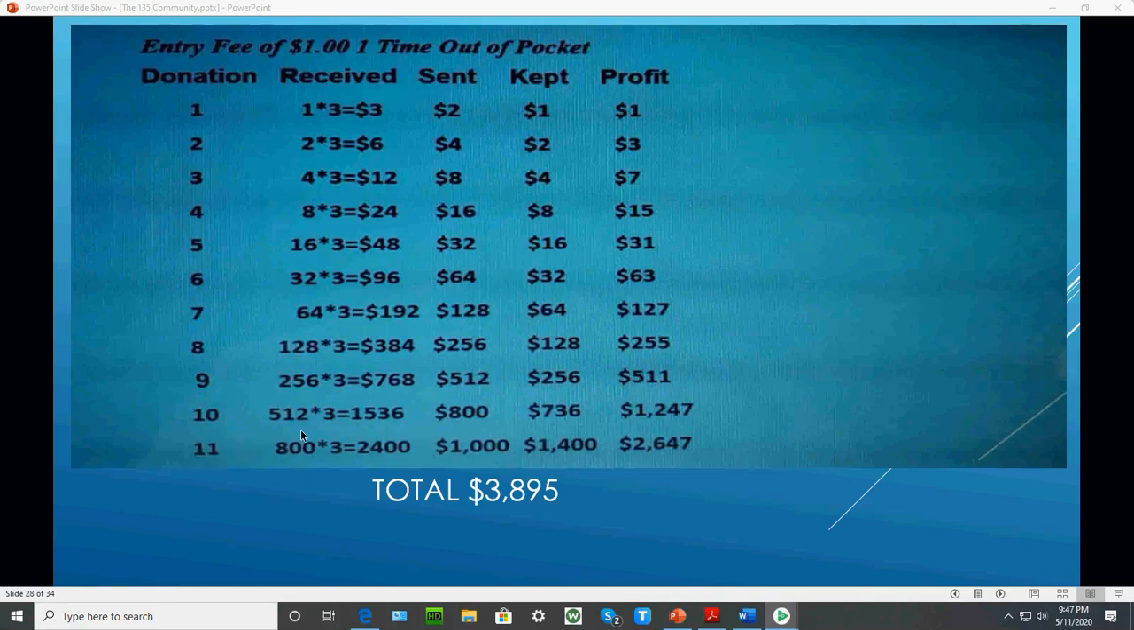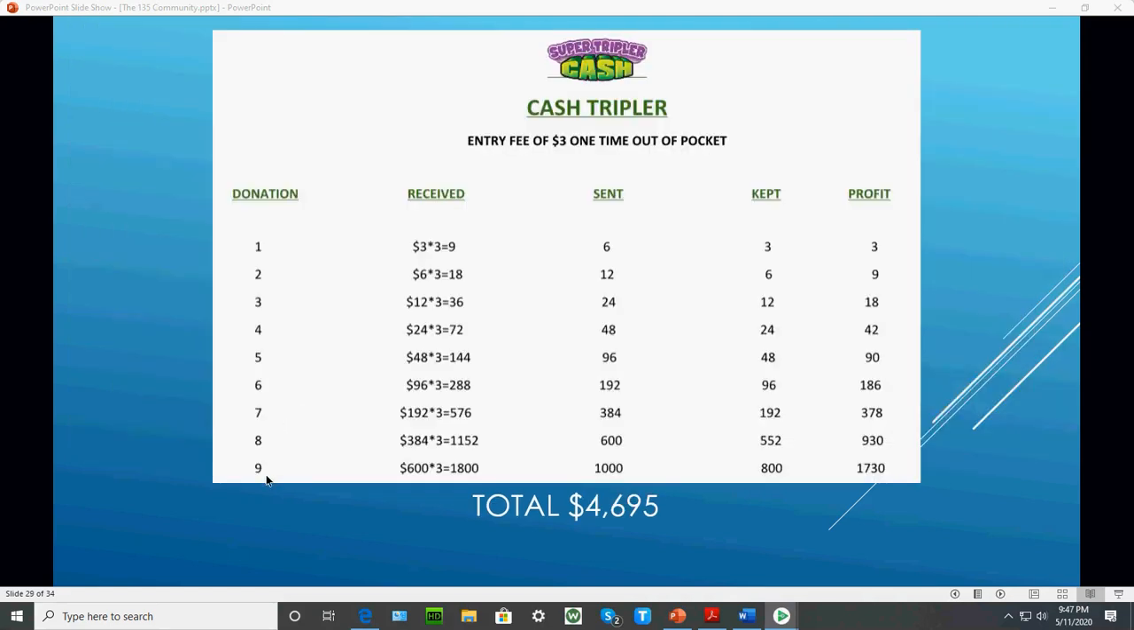Now, the 11th donation day in the $1 process becomes the 9th donation day in the cash tripler. So now in the cash tripler, the 3 people are now donating to you $600 each. That's $1,800. You're going to take $1,000 and you're going to donate that to your inviter. You're going to keep $800 for yourself. That's $1,730 just in the cash tripler, taking you up to $4,695 to this point.